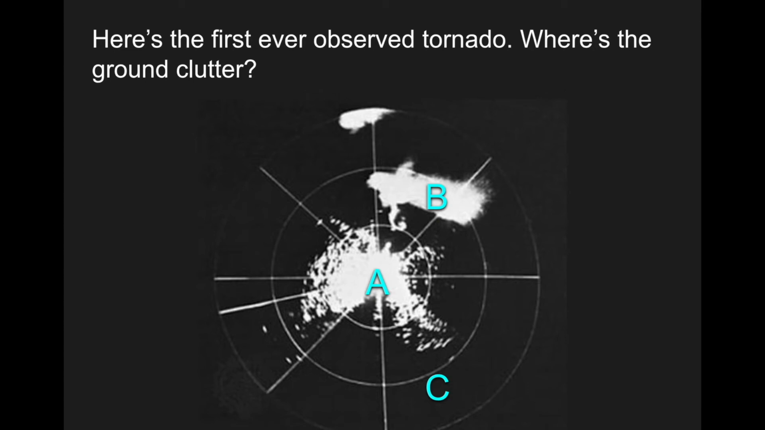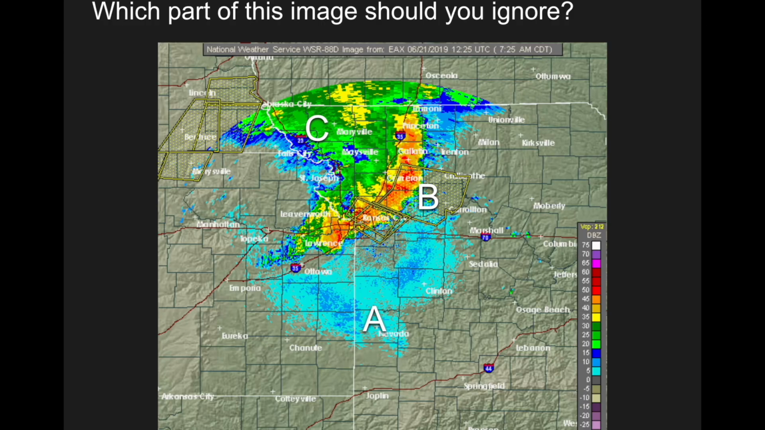Again, C is just open air. There's no return there, so that can't be ground clutter. A looks kind of choppy and pixelly and unnatural, for lack of a better word, and it's near the center of the radar, so that's obviously the ground clutter. And B, that's our thunderstorm. The little hooky thing hanging off the back left, that's the tornado. We'll talk more about that later on.